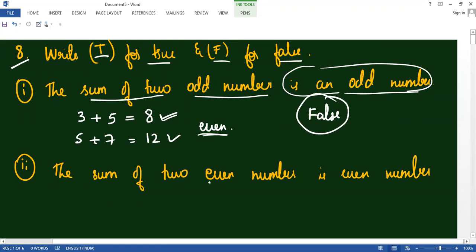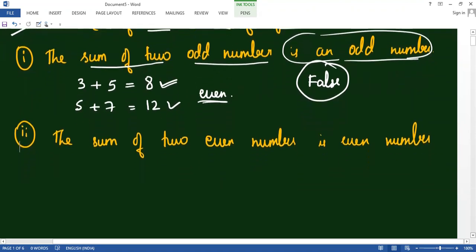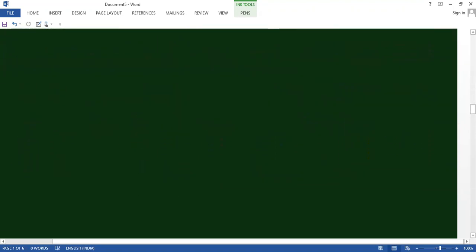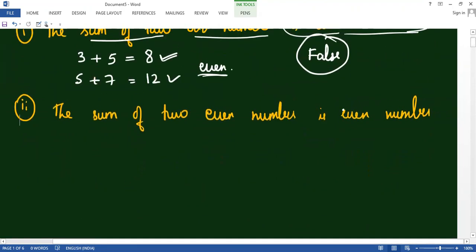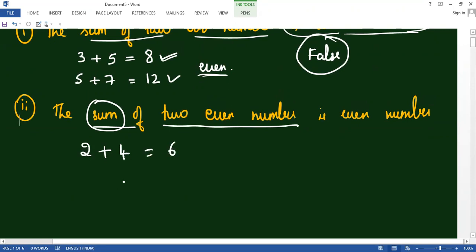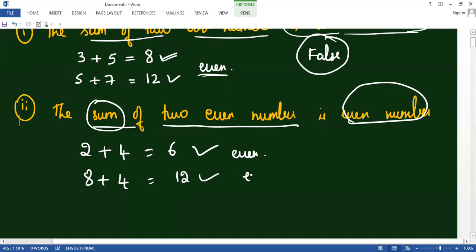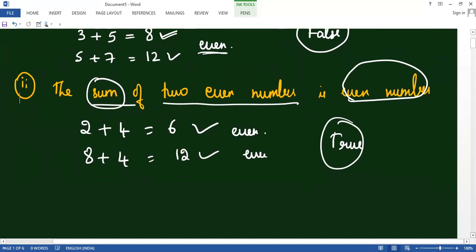And the second question, the sum of two even numbers is an even number. So let me take an example for that, two even numbers, that is 2 plus 4. So 4, 5, 6. Yes, this is an even number. 6 is an even number. So let me take another example. 8 plus 4, 8, 9, 10, 11, 12. So this is also an even number. So this statement is true.